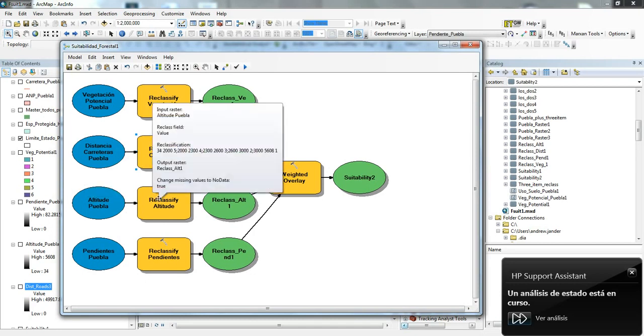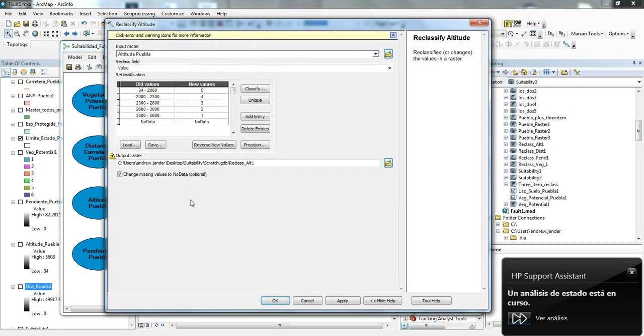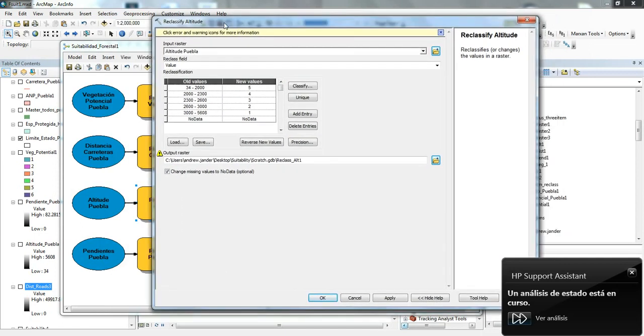The other one that we look at here is altitude. And Puebla has quite a variation in altitude, all the way up to over 5,000 meters. And so those areas are not considered very good. Between 3,000 and 5,000 really are not considered very favorable for forestry. So those are given a 1. But between the lowest available value and 2,000, we gave those a 5 because that area is considered to be more high value altitude range for forestry.